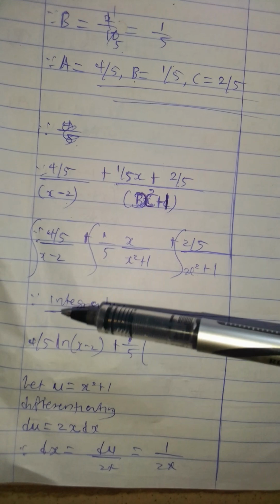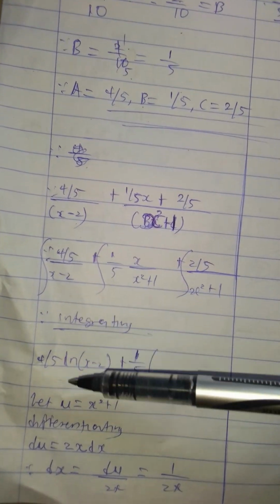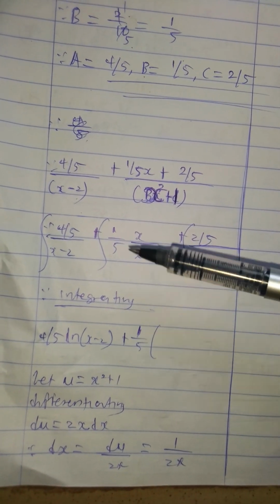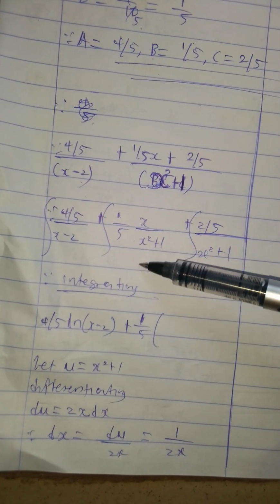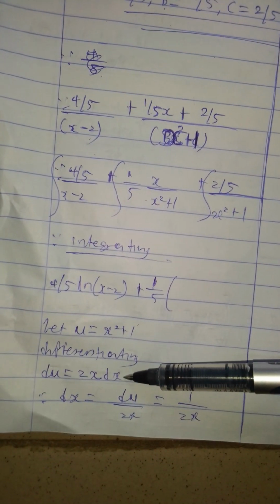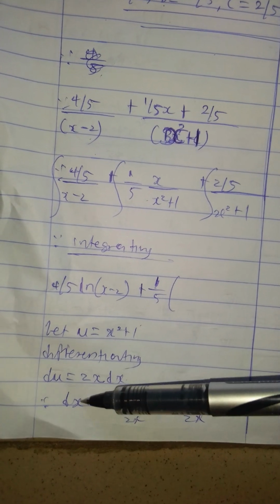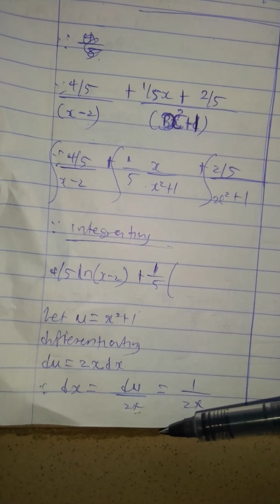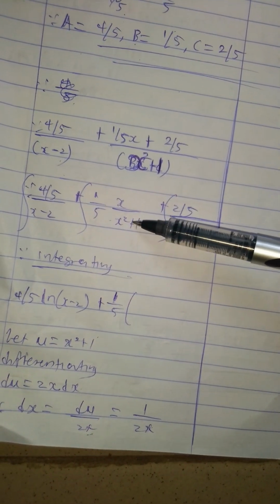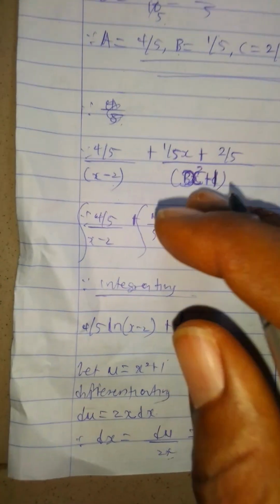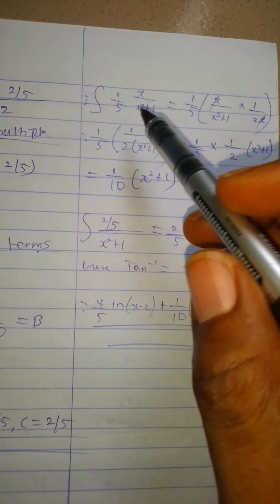So therefore we have to integrate this. Now integrating this becomes 4 over 5 ln x minus 2 plus, so I have to integrate this. For me to integrate this, let u equals x squared plus 1. So therefore differentiating this becomes du is equal to 2x dx. Therefore divide all through by the coefficient of dx, which is 2. So therefore now dx is du over 2x. So I have to multiply everything here by dx, and dx is 1 over 2x.